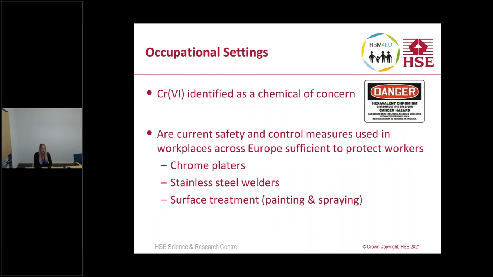So the HBM4EU programme identified chemicals of concern, of which hexavalent chromium was one of them. Some of the other studies have been flame retardants and phthalates and bisphenols. And the secondary study that we're all just about to start now includes chemicals such as acrylamides and diisocyanates, mercury-laden pesticides. So just to give you a range of the different things that everybody's looking at. The main concern for hexavalent chromium is, are the current safety and control measures used in workplaces across Europe sufficient to protect the workers? And the three industries that were identified were chrome platers, stainless steel welders, and surface treatment workers, such as painting and spraying.